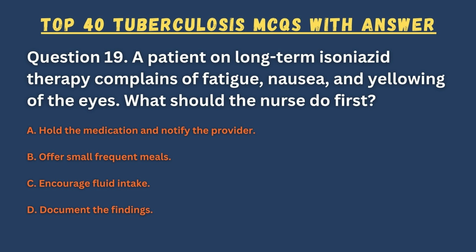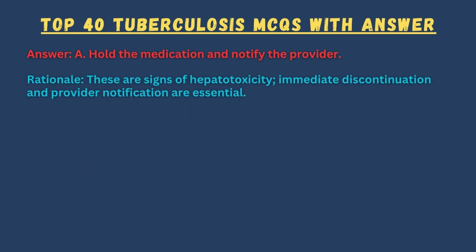Question 19. A patient on long-term isoniazid therapy complains of fatigue, nausea, and yellowing of the eyes. What should the nurse do first? A. Hold the medication and notify the provider. B. Offer small frequent meals. C. Encourage fluid intake. D. Document the findings. Answer. A. Hold the medication and notify the provider. Rationale. These are signs of hepatotoxicity. Immediate discontinuation and provider notification are essential.